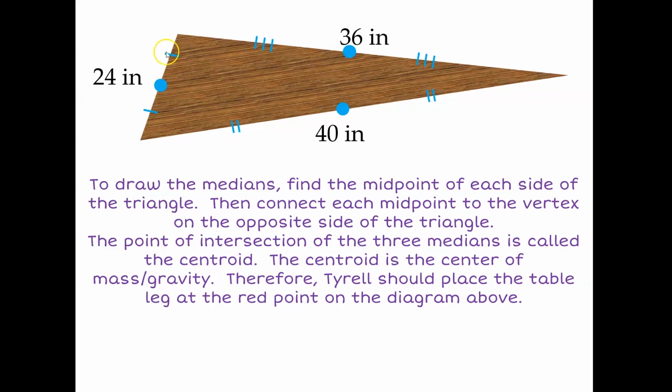This point is halfway in between each of these vertices, this point is halfway in between each of these vertices, and this point is halfway in between each of these vertices. Next, we will connect each of those midpoints to the vertex on the opposite side. So that point right there is where Tyrell should affix a leg in order to balance the triangle tabletop perfectly.